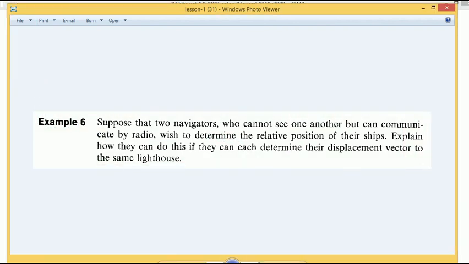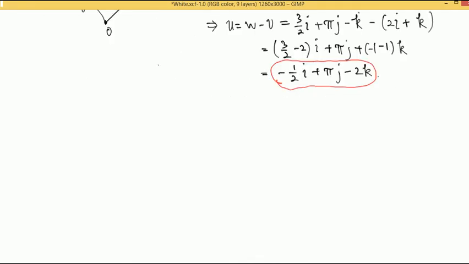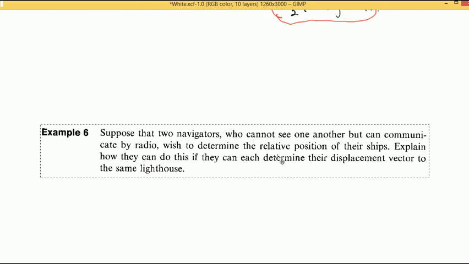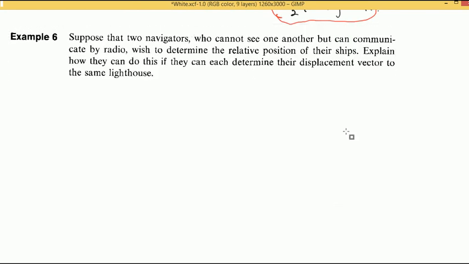Maybe I can just do that problem in 3 minutes and let's use that. Not an exercise, but it's a fun application of the problem. Suppose two navigators who cannot see one another, but can communicate by radio because of the fog, wish to determine their relative position to their ship. So ship A is here, ship B is there. They can't see each other, but they have a compass, so they know where north is. And they can also see a lighthouse here.